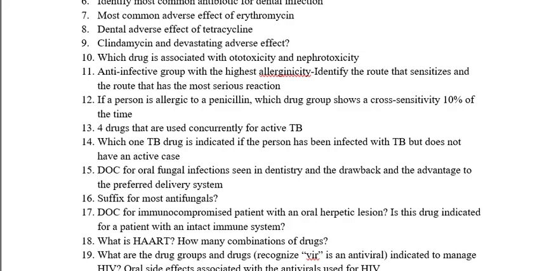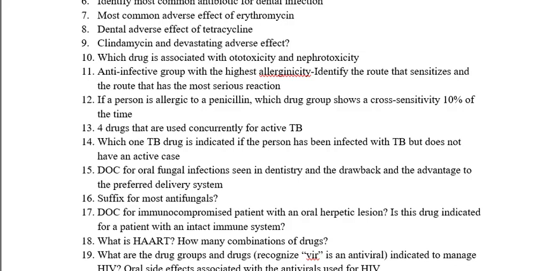Drawback and advantage to the preferred delivery system. So it's those pastilles, which are kind of like little lifesavers that people stick on their buccal mucosa about 4 times a day. So patient compliance is the advantage. Patients don't mind sticking something on their buccal mucosa, going about their day. The disadvantage is it is like a lifesaver in that they are loaded with sugar.